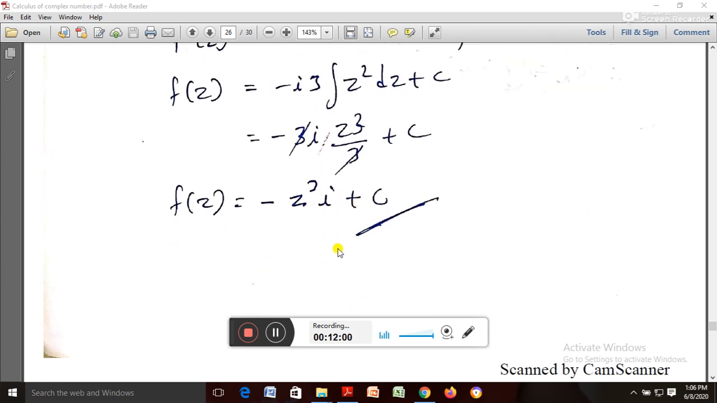So here i denotes the imaginary part. So it is a type 3 example.